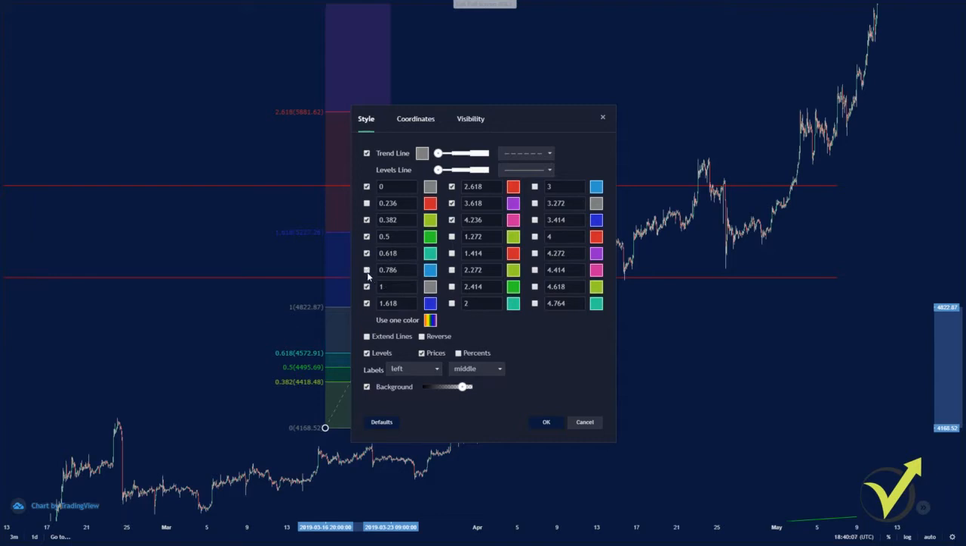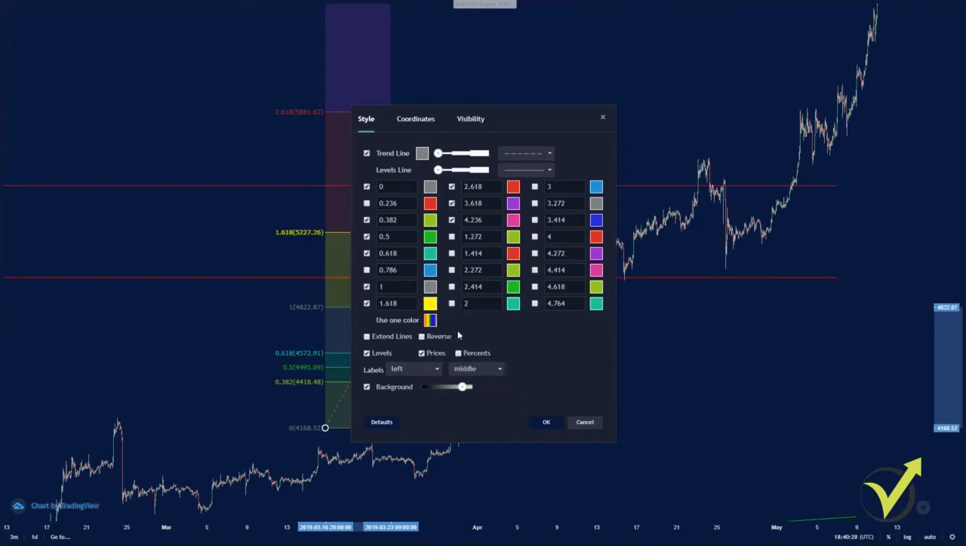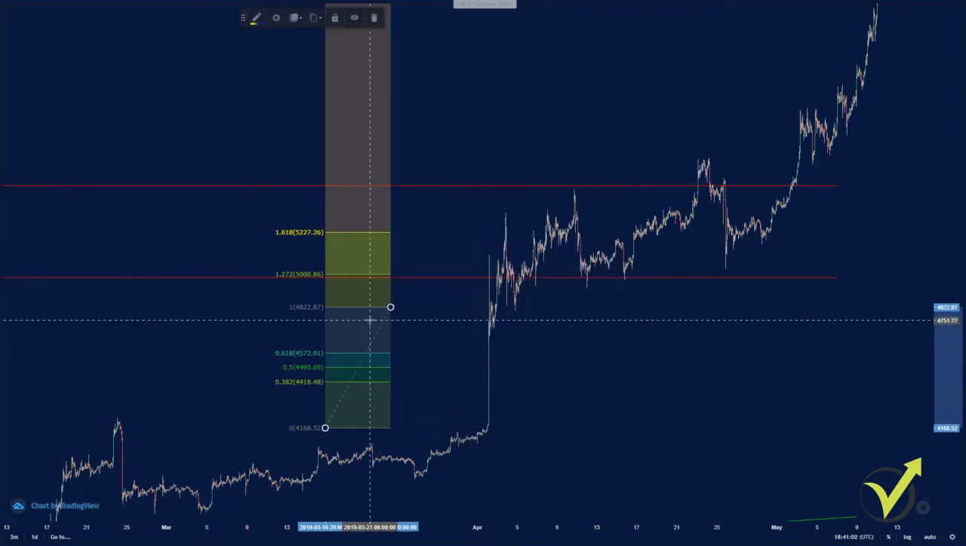I will remove the 78.6, and as targets I will leave 161.8, but I will change the color so it will be more visual. So let's make it green as well, since it's a target, or even yellow will be just fine. And I will add 127.2, this one over here, and I think the color is just fine. I will remove 361.8 and the 261.8, so I will leave these two targets. Okay, I will click on OK, and here it is.